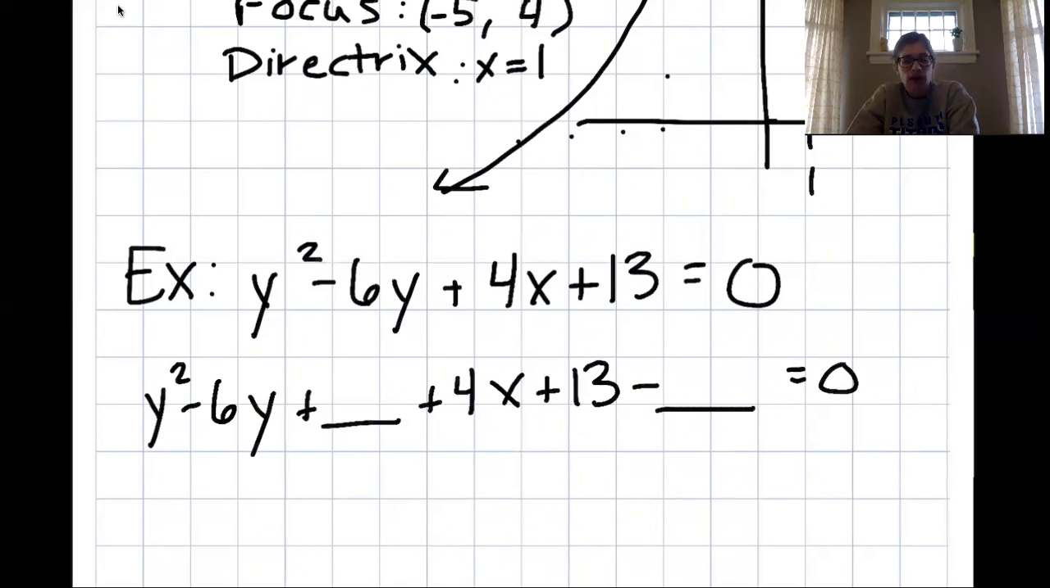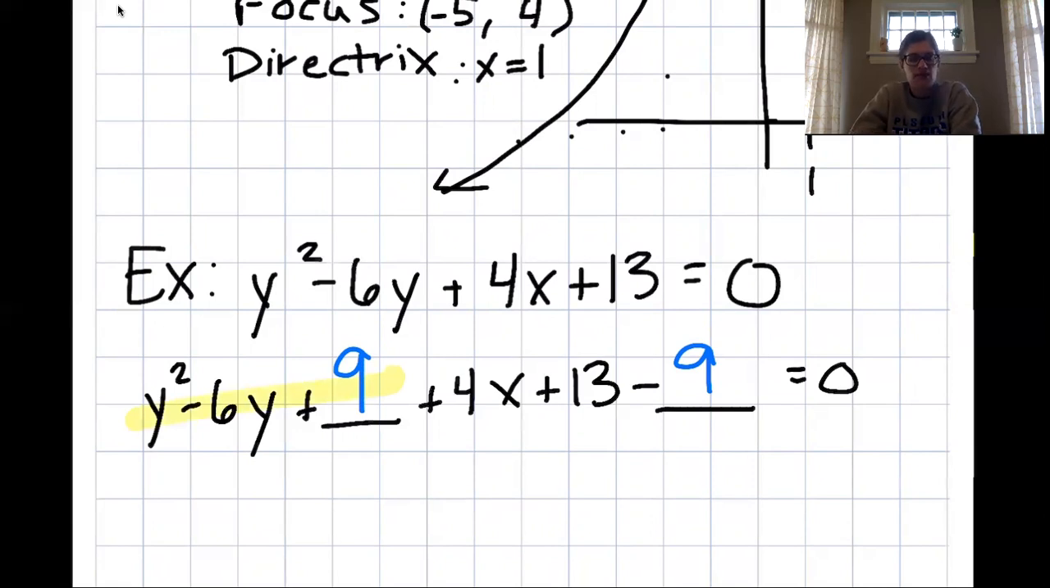So think about what number can complete the square for y squared minus 6y. That will be 9. We're taking half of -6, which is -3, and squaring it to get a +9. The number that completes the square is always positive. And then we have to subtract 9 in the back. So we've just created y squared minus 6y plus 9, a perfect square trinomial.